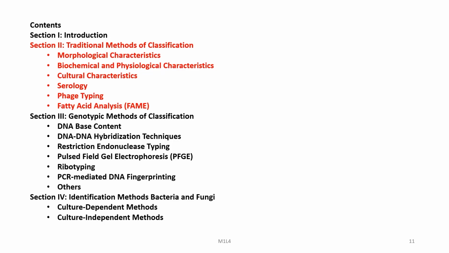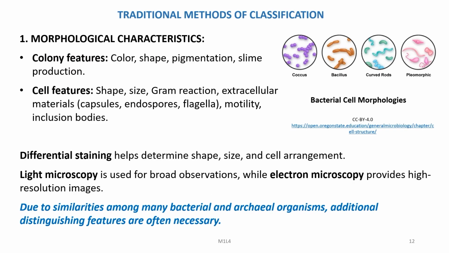Let us now move on to section 2, which deals with the traditional methods of classification. So we begin with the morphological characters. Some of these actually have been discussed in earlier lectures. So still we will just mention them here, how they are useful as classification tools.